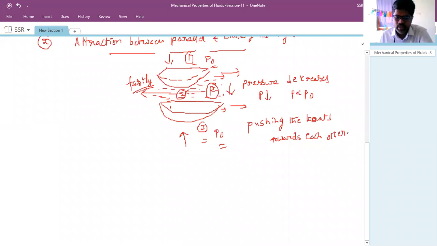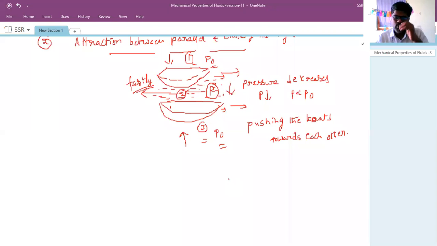That's why any two boats, or any two traveling things, should not come towards each other. Yes, Manishwar, I'll explain in a second.